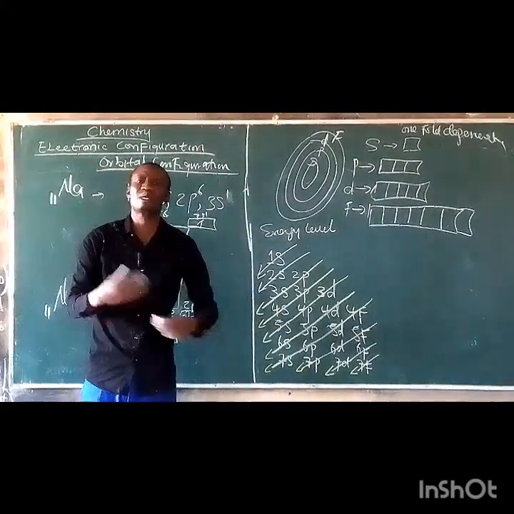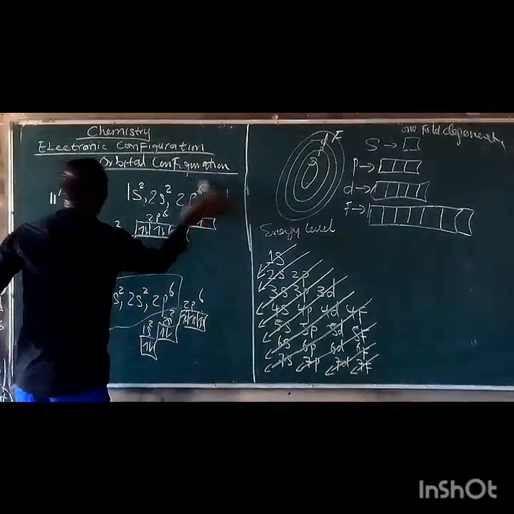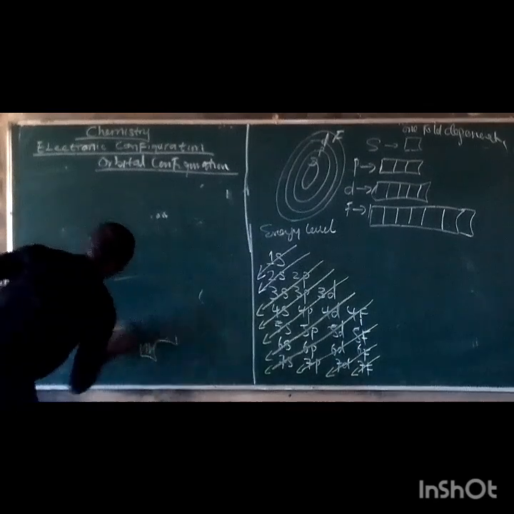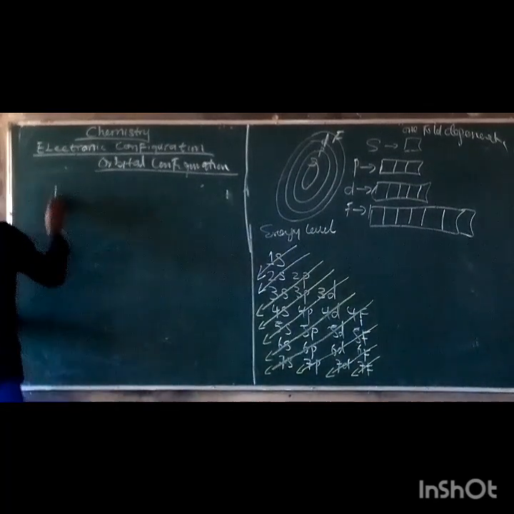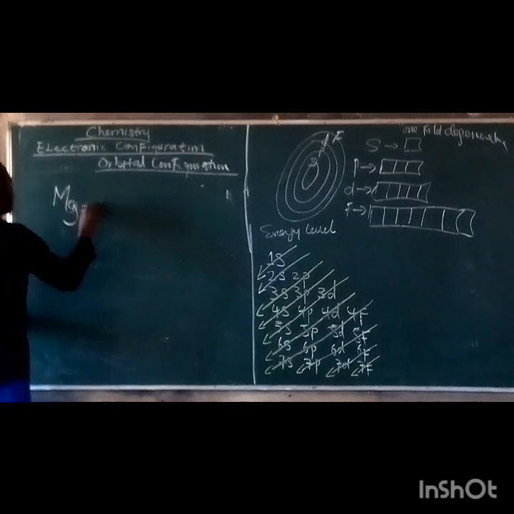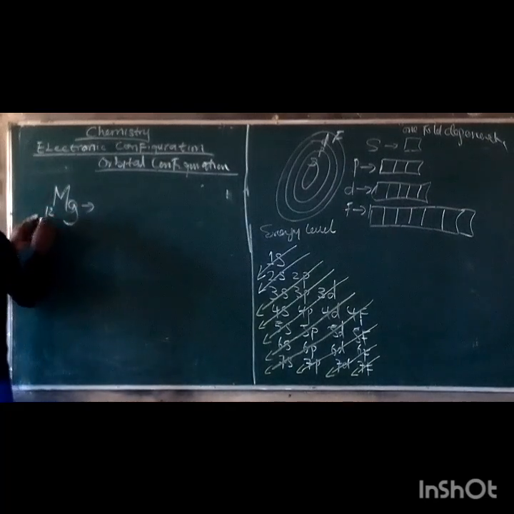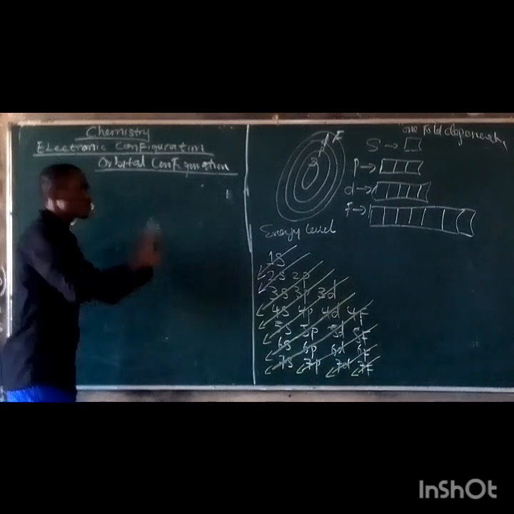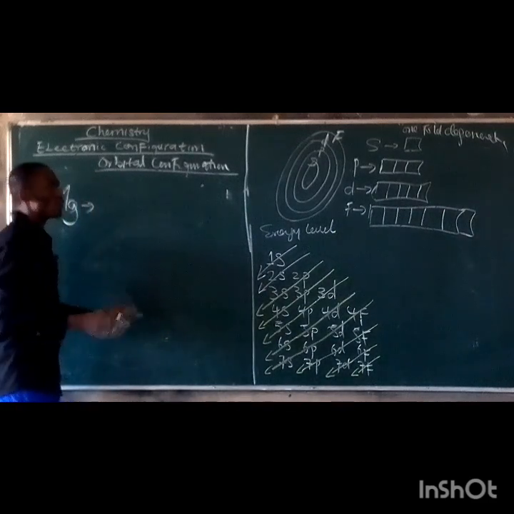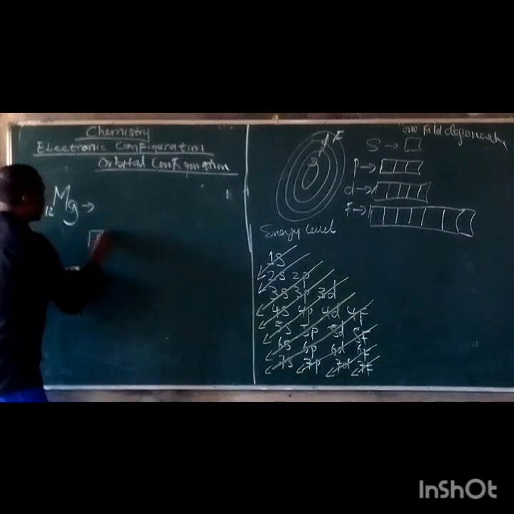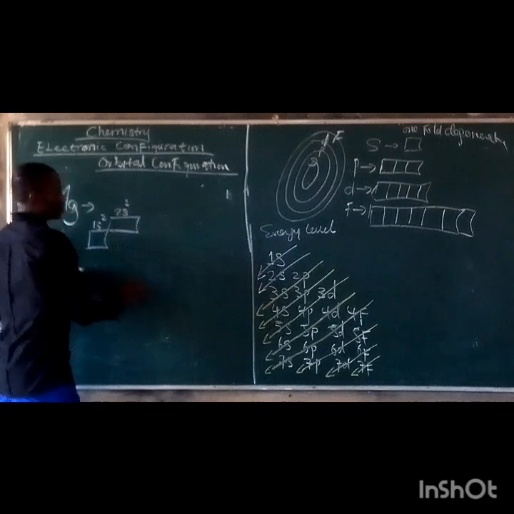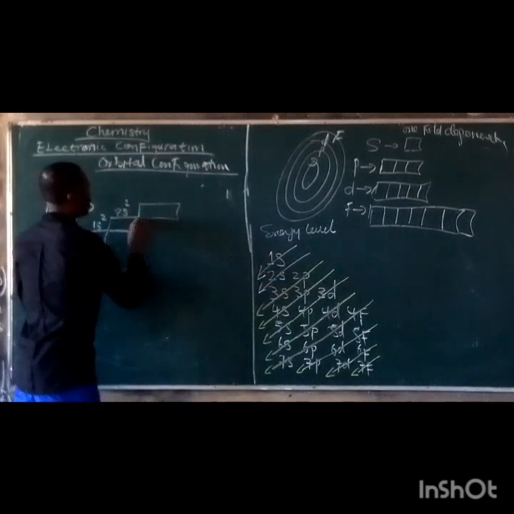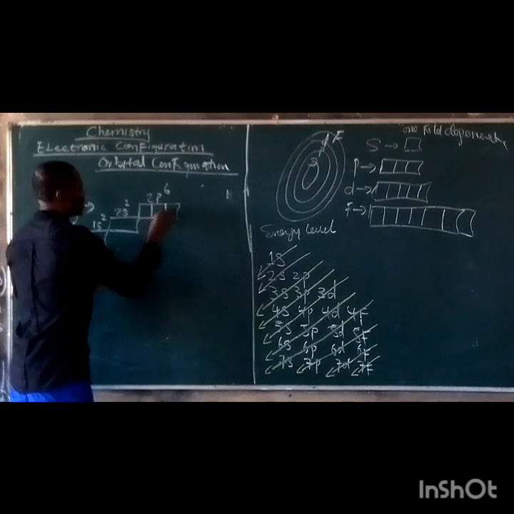Let's pick magnesium. What's the electron configuration of neutral magnesium? Magnesium has atomic number 12. If it's atomic number 12, let's write everything together. The first one is 1s2. The second one is 2s2. The third one is 2p6, and it's 3-fold degenerate.